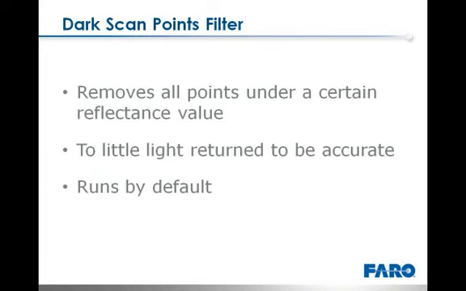The dark scan point filter is very simple. It removes all points under a certain reflectance value. The reason we do this is because dark surfaces absorb light. Therefore, very little light is returned. If not enough light is returned, the measurements become less accurate. This filter is run by default, but you can turn it off or rerun it with a different value if you wish. This only works when scans are in black and white and not after they have been colorized.